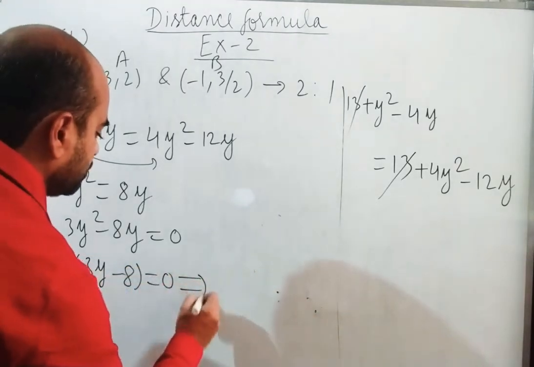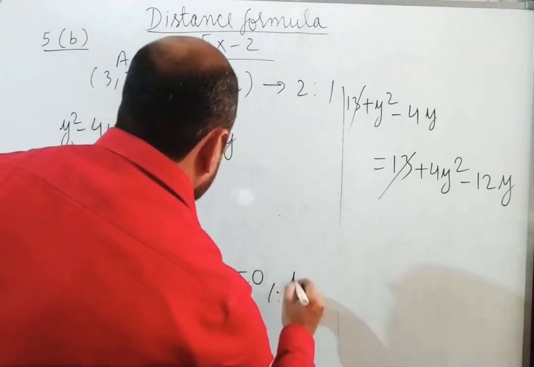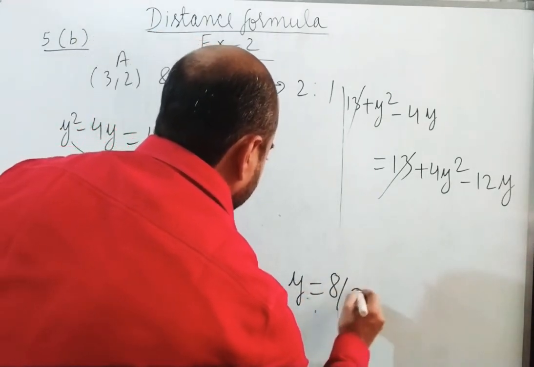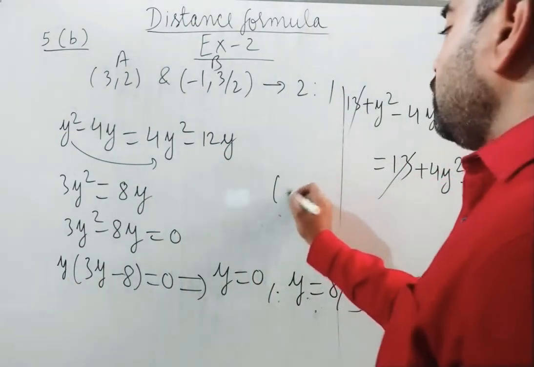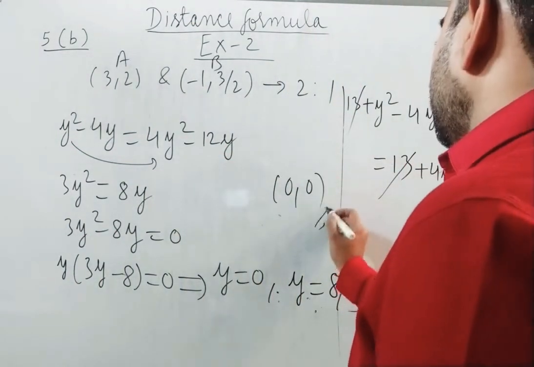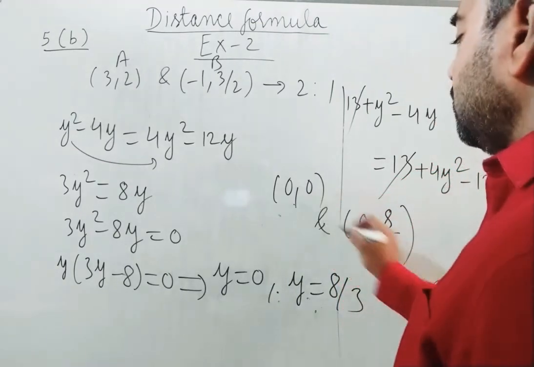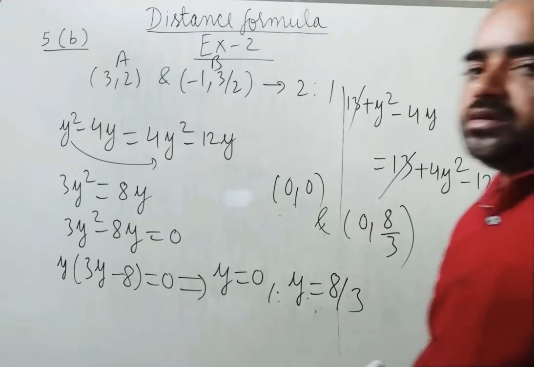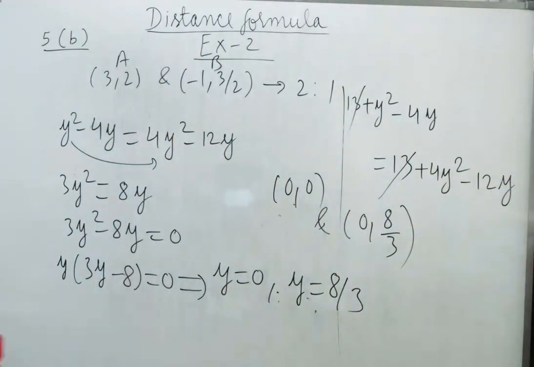So we are having two values. What? y is 0 and y is 8 upon 3. So these two values will come. It means one point is (0, 0), the origin, and another one is (0, 8 upon 3). Both the points lie on the y-axis. Correct? Next.